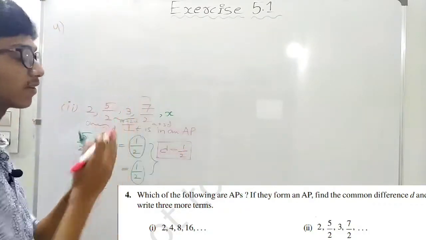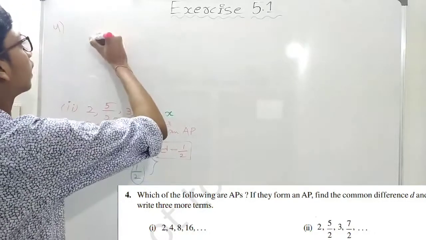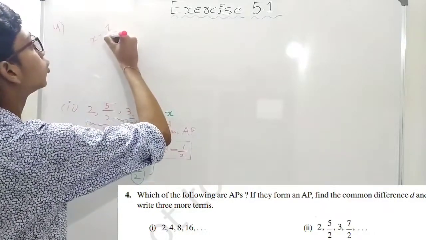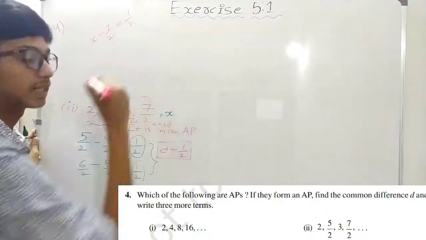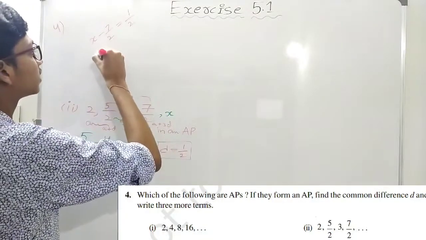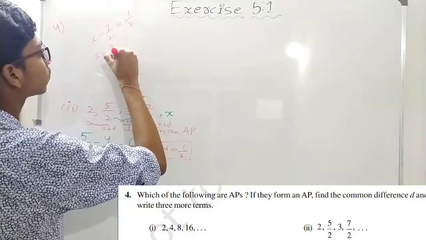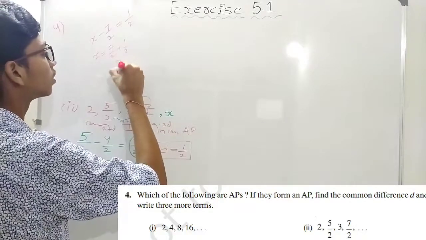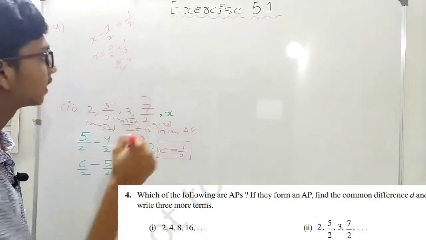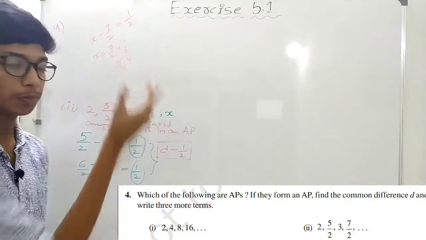So x minus 7 by 2 should also be equal to 1 by 2. That means x is equal to 7 by 2 plus 1 by 2, that is 8 by 2, that is 4. And then the next is 4 plus 1 by 2.